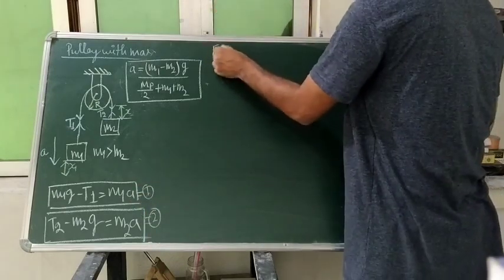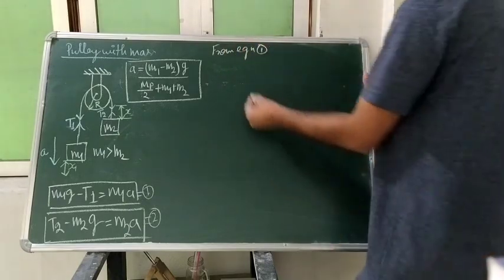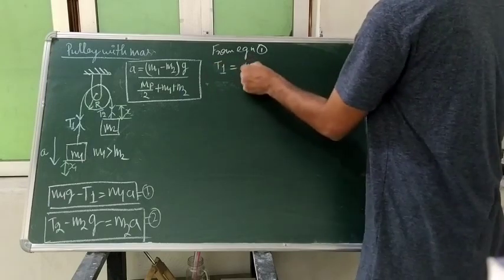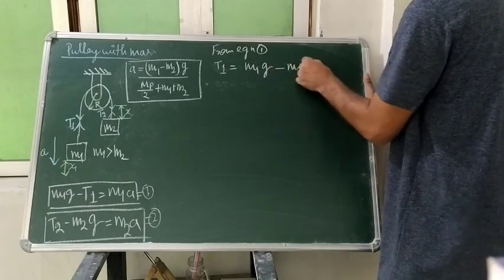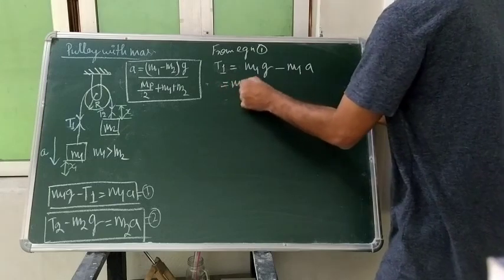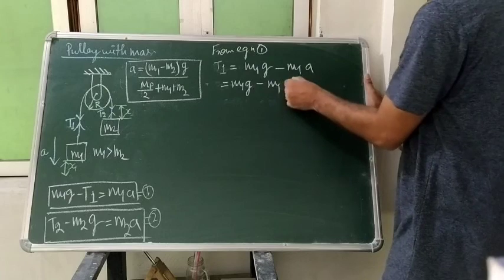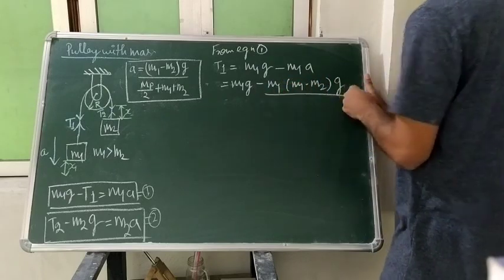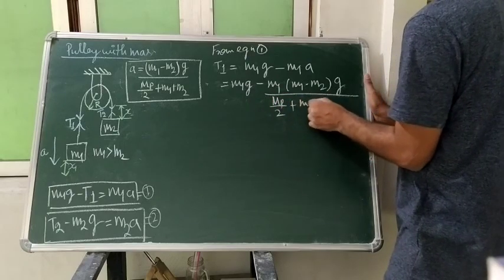So from equation number 1, what can you do from equation number 1? Our T1 will be equal to what, student? T1 will be equal to what? M1G. M1 times A you will bring to the other side. So it will become M1G minus M1, at the place of A, what will you write? M1 minus M2 times G divided by what? Mass of that pulley divided by 2 plus M1 plus M2.